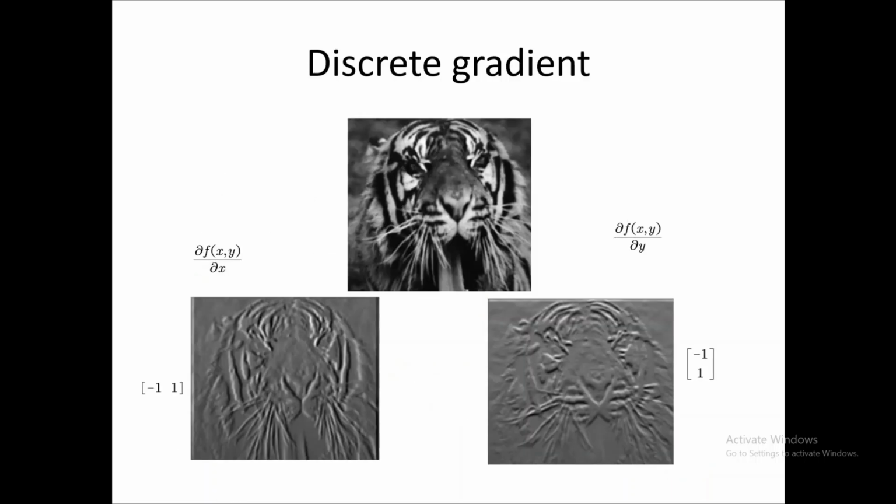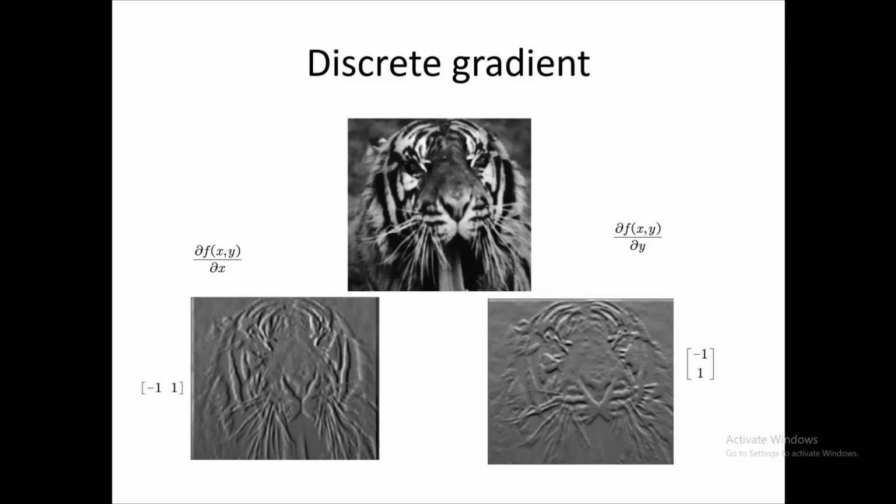And here is the example. Here we have the image, and we take the derivative along the x-axis and the derivative along the y-axis. In case of the derivative along the x-axis, this figure shows the result. Here we can see only the vertical strips, because that is where it changes.